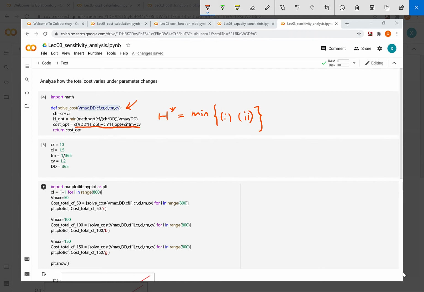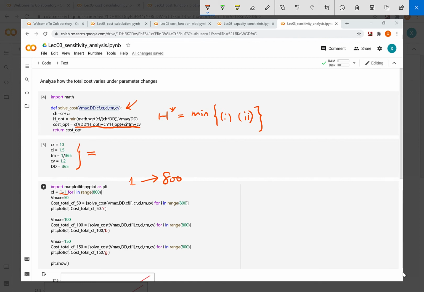To verify how the fixed cost changes would affect the total cost, we fix all the other parameters the same. And then we will slightly change the fixed cost from 1 to 800. Note that we need to start from a positive number. That's why I put i plus 1 here. If the fixed cost is 0, there will be issues.